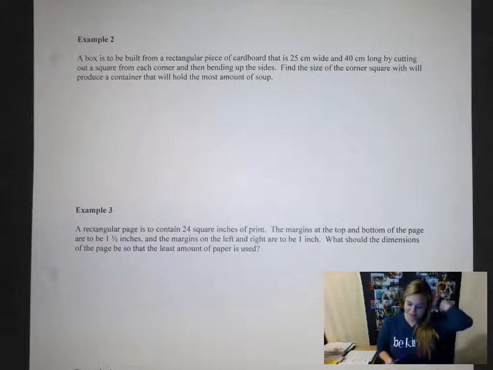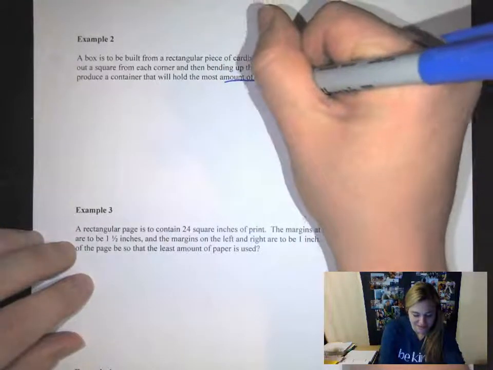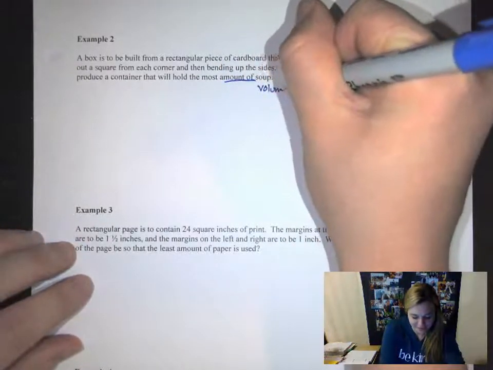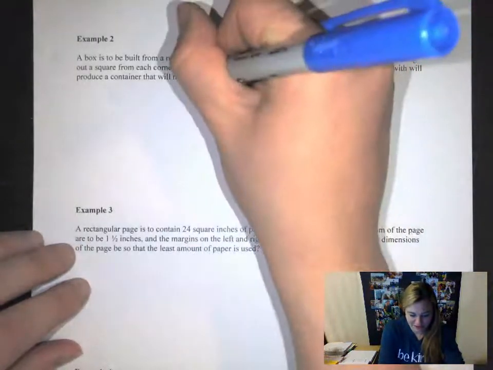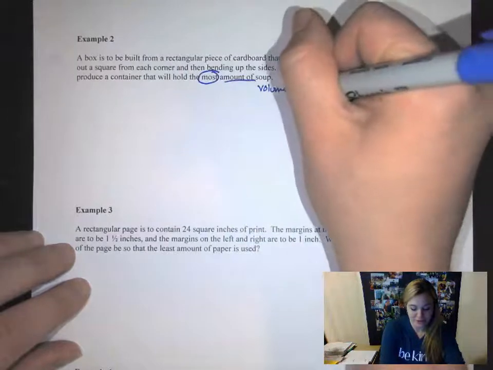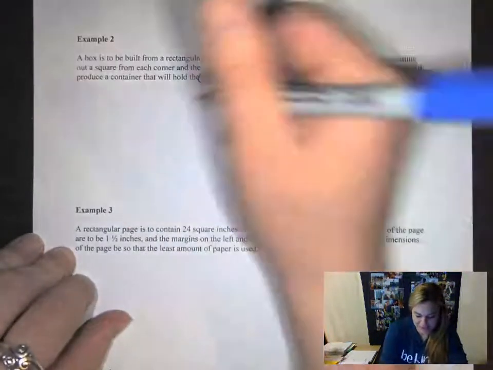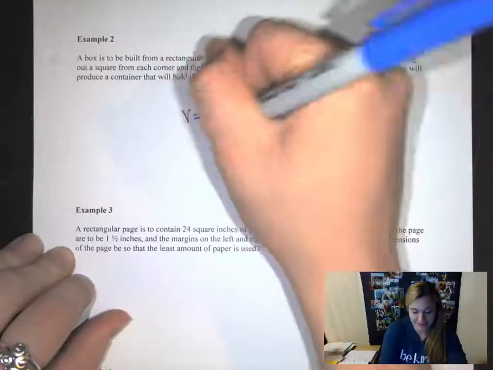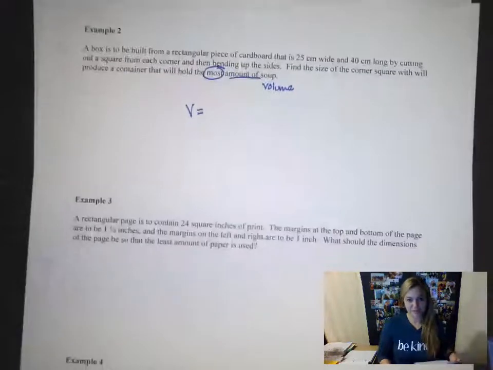And so if I'm thinking about this, what is an amount of soup? One that's really funny. This is volume again. This is what I want to get the most of. So I'm finding the maximum volume. Volume is the thing that I'm going to take the derivative of. So somewhere in here I'm going to say volume, that's the thing that I want to take the derivative of. Okay, now let's see what they're actually talking about.